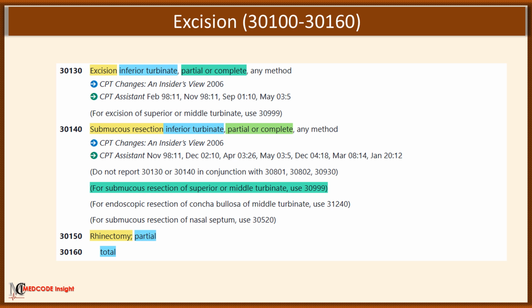Code 30150 involves the surgical removal of part of the nose, known as partial rhinectomy, and code 30160 is used for the removal of the entire external nose, including the soft tissues, and is referred to as the total rhinectomy.